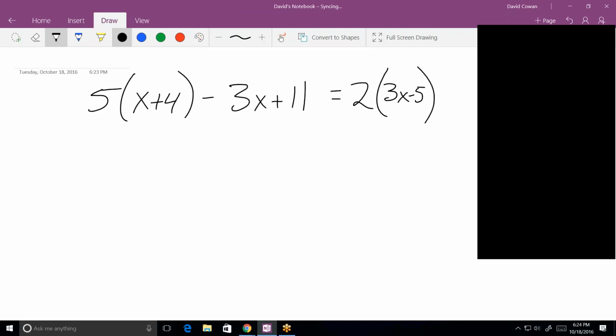And then minus 3x. Okay. What's our first step? Get rid of the parentheses. Okay. So read the next line to me.